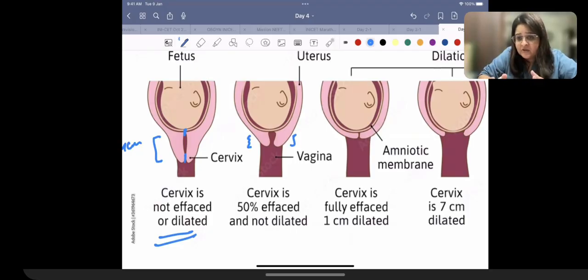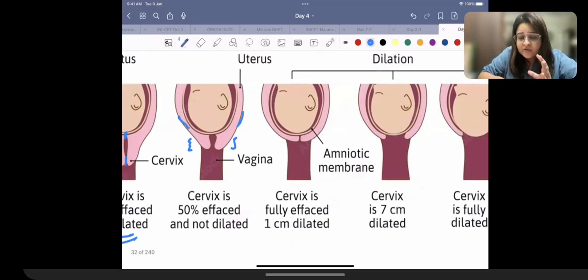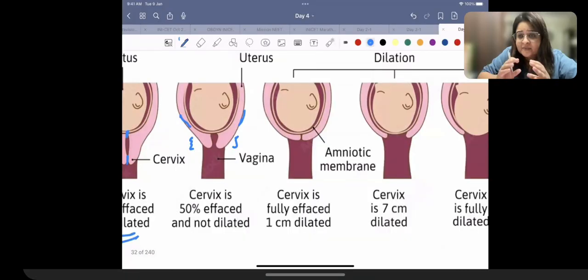Where has the cervix gone? It's become short, but where has it gone? It has gone into the lower uterine segment. Okay, so the lower uterine segment has taken up the cervix. What is the lower uterine segment? The lower uterine segment is basically the isthmus, the junction between the body and the cervix.